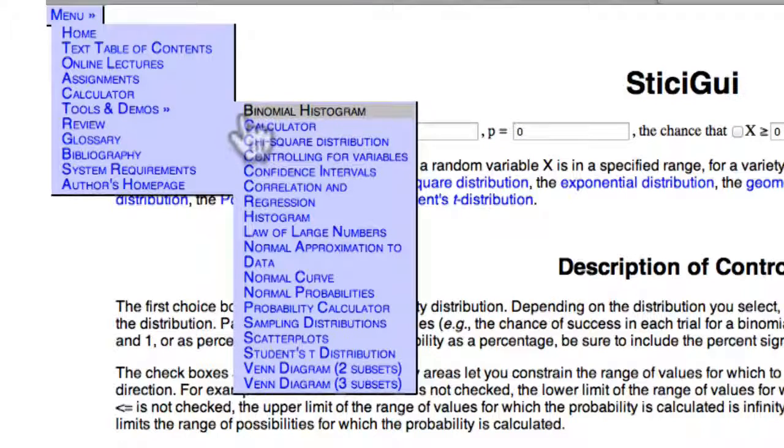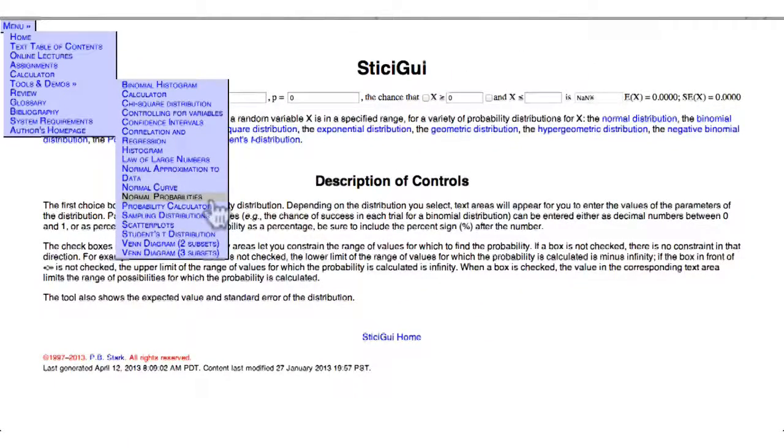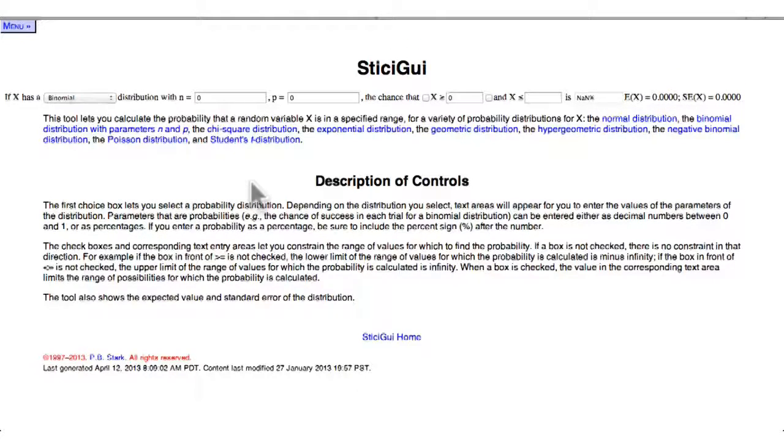This top one here, the binomial histogram, is what I used to draw that blue histogram of probabilities for the number of sixes in 3 rolls of a die. But what we're using now, this page, is down here. It is the probability calculator. You are very familiar with normal probabilities. What we're using now is the probability calculator. It does more than just the binomial, but it starts with the binomial, which is where we are starting, and everything is set to 0.